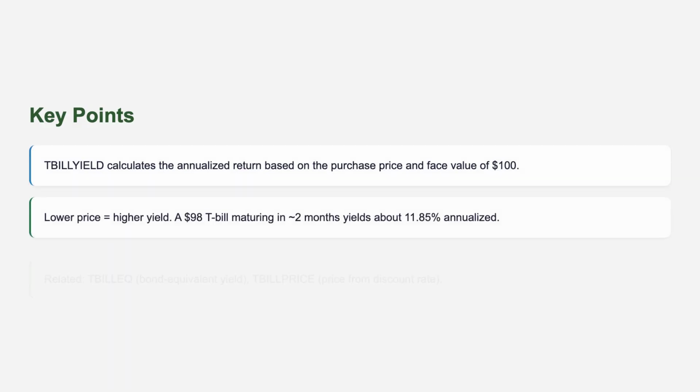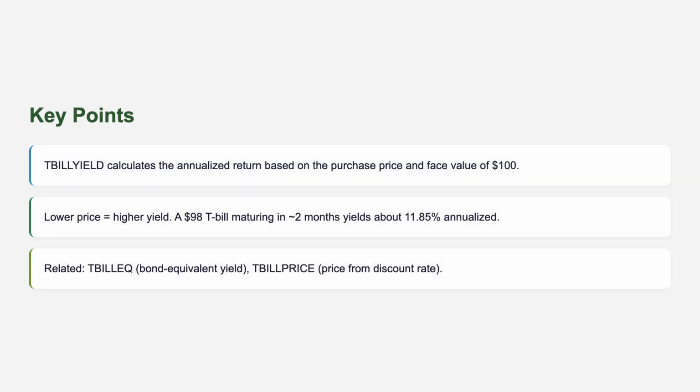Key points to remember. TBILLYIELD calculates the annualized return based on the purchase price and face value of $100. Lower price means higher yield. A $98 T-bill maturing in about 2 months yields approximately 11.85% annualized. Related functions include TBILLEQ for bond equivalent yield and TBILLPRICE for calculating price from a discount rate.